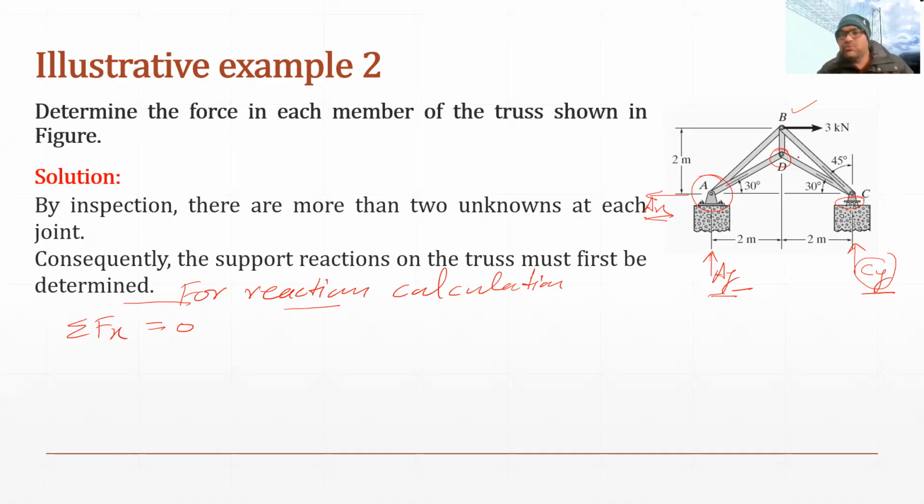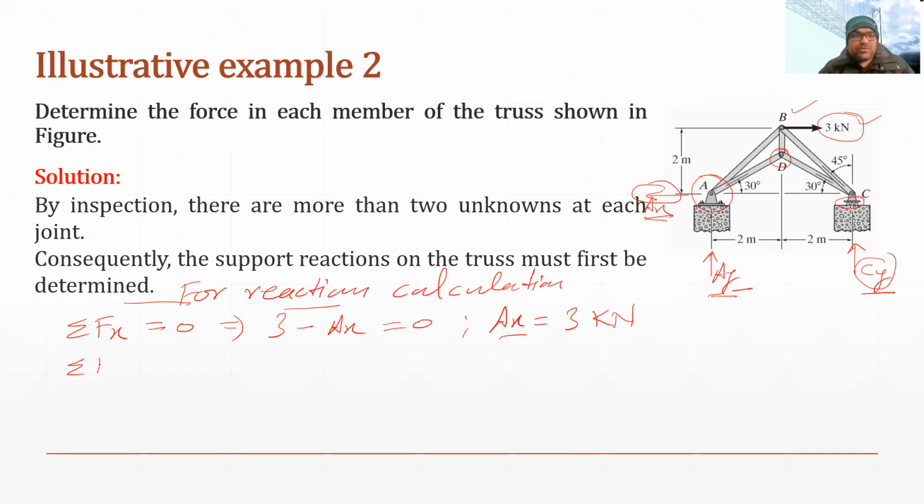There are two forces which we can see. One force is this one, and the second force is in the form of a reaction. I have taken the sense of AX as right to left, and the sense of this force is left to right. So I will take this as 3 minus AX equals 0, or AX is equal to 3 kilonewton. So now we are able to find the value of AX.